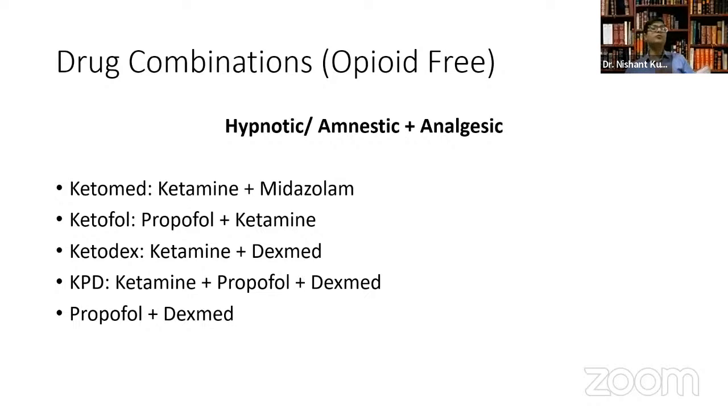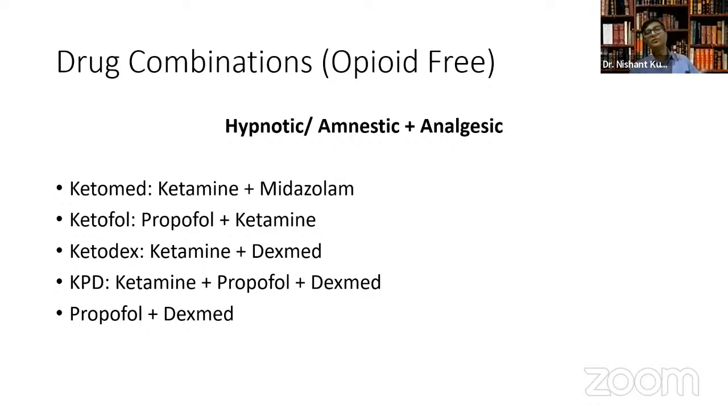What you do is you choose one hypnotic amnestic, which in 99% of the cases is going to be propofol, and you choose an analgesic. Now, remi is going to be available in India soon, in another, I think, one or two months. Themis is bringing it out. We already have fentanyl, we already have dexmed, we already have ketamine.